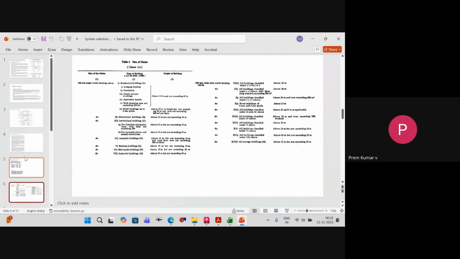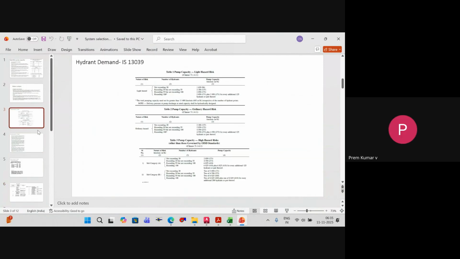Sir, when it comes to internal hydrants, in hospitals and all, the floors won't be the same, right? Means the areas and the travel distances. This is the reason, this is just a rough estimation I've given. We are going to design it internally properly. It is just to know the approximate number of hydrants.